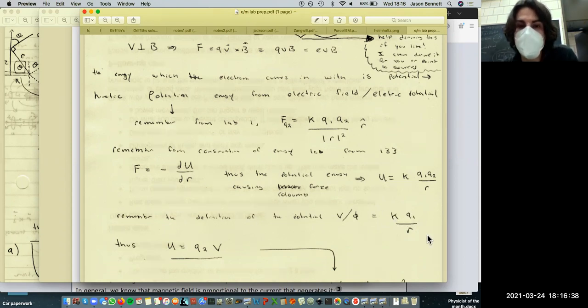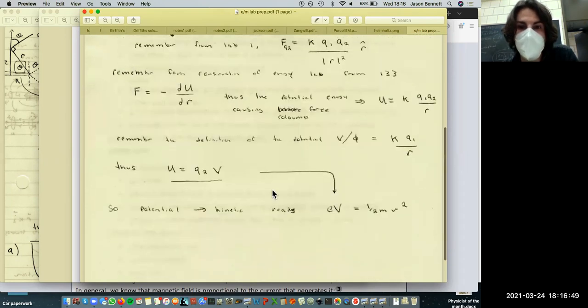So we have this equation. And so if we look at these two equations, the potential energy and the potential, we see that the only difference is you're multiplying it by the charge. So that's where this comes from. You're replacing this with the electron charge, so EV.